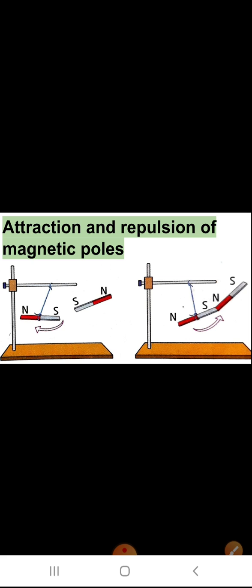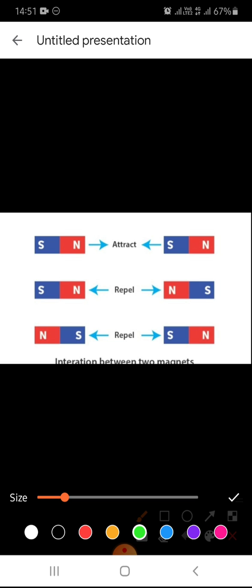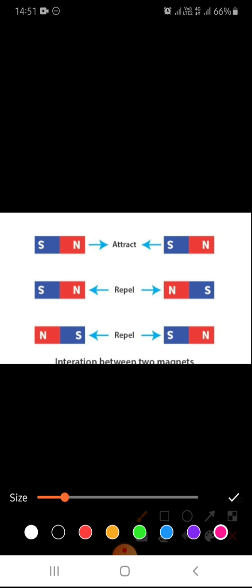Attraction and repulsion of magnet, this we have studied, that whenever two like poles come in contact with each other, they repel each other. Whenever two like poles, like north and north, they will repel each other. Repel means go away from each other. And similarly south and south, they are same, so they will also repel each other. They will not come in contact with each other.